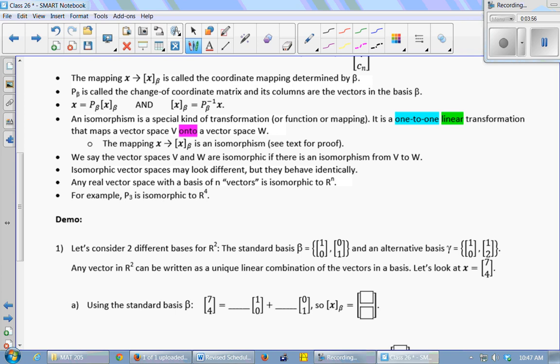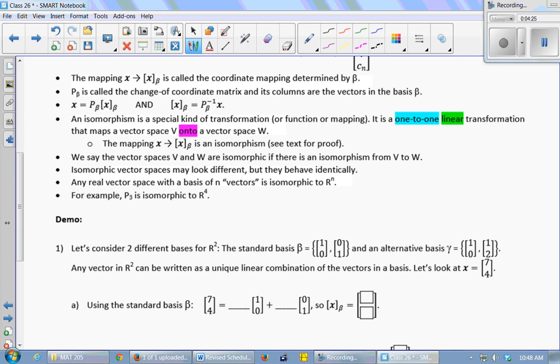All right, an isomorphism is a special kind of transformation, which is just a name for a function or a mapping. It's a one-to-one linear transformation that maps a vector space V onto a vector space W. One-to-one and onto, a linear transformation, is called an isomorphism. And the mapping x to the coordinates of x is an isomorphism. There's a proof in the text. You have to prove it's one-to-one, prove it's onto, and prove it's linear.